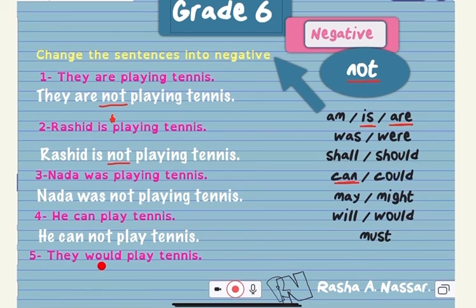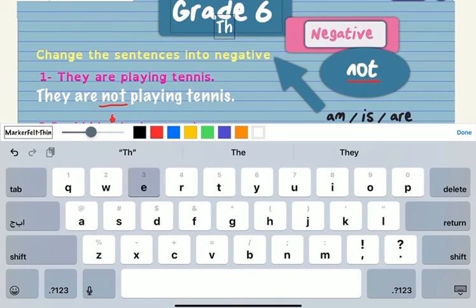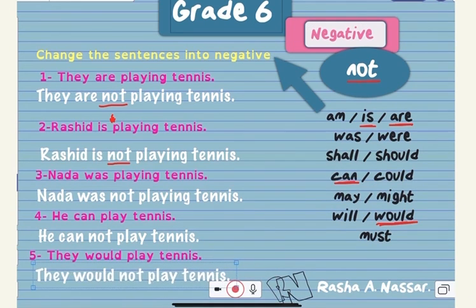Number 5, they would play tennis. Two verbs, would and play. When I see would, I will put not when I want to change it into negative. So here they would play tennis. They would not play tennis. How can I change it into negative? I just put not after would.